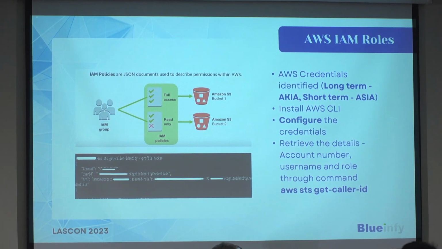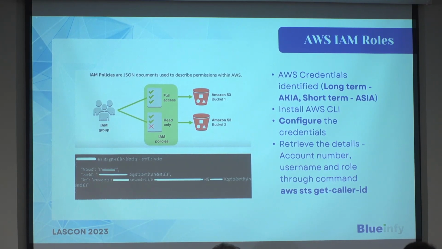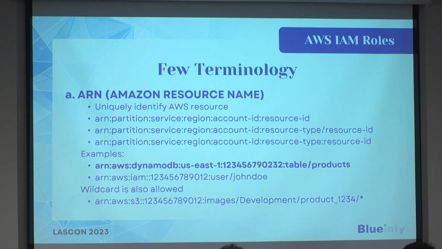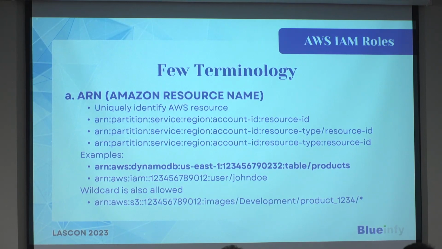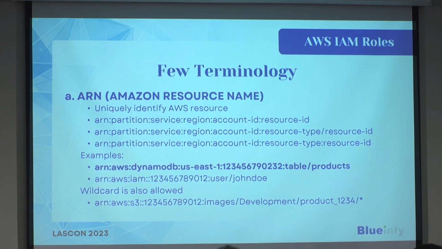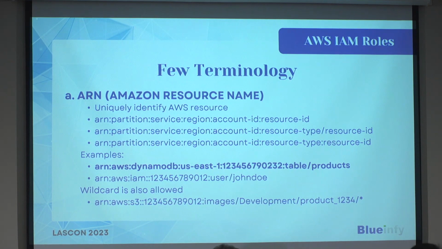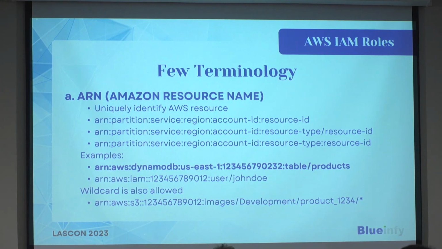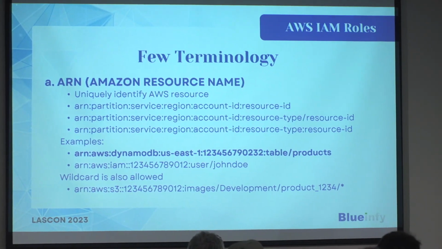So this information will be given by the get-caller-identity command. There are a few important terminologies in AWS, called ARN. An ARN identifies a resource. In this particular ARN example, it's AWS, DynamoDB is the database service, us-east-1 is your region, then the account number, and there's a table, and /product. So from the ARN itself, we can figure out which resource it is talking about.